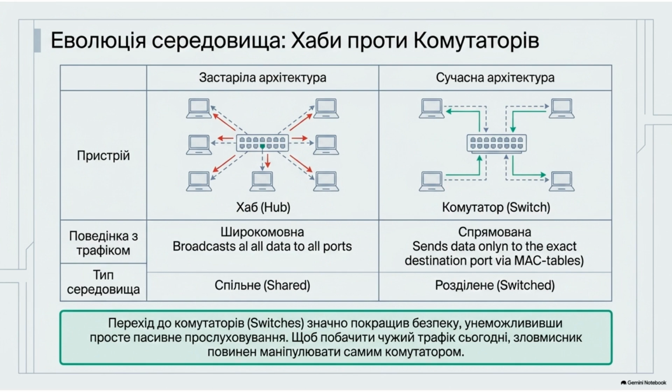Network architecture has evolved from hubs, which broadcast all data to every port, to switches. Modern switches use MAC tables to direct traffic specifically to its destination, making passive sniffing much more difficult.